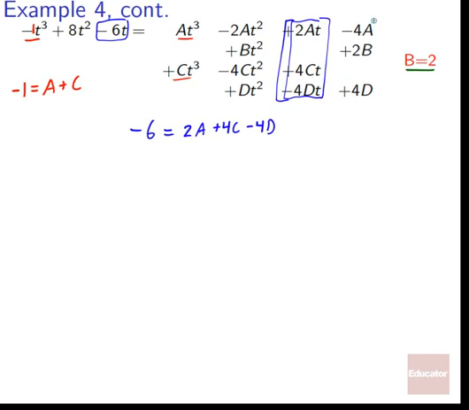And then finally, the last one of constants. Well, what's our constant? Our constant is 0. So we've got 0 equals negative 4a plus 2b plus 4d.